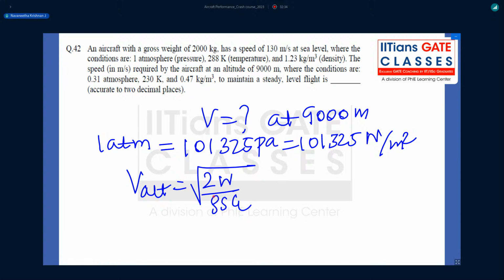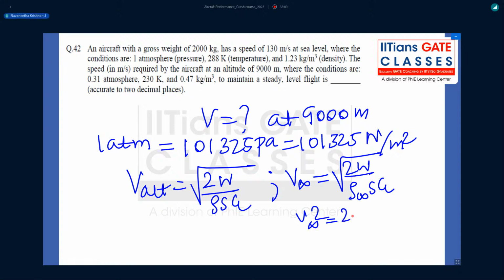We know the density at that altitude. It is directly given. It is 0.47 kilogram per meter cube. We know weight. It is 2000 kg. If I convert into Newton, it is 2000 into 9.81. But we don't know what is the area and CL. In order to find out, they have already given the speed at sea level. Speed at sea level is given by 2W by rho infinity S CL. If I square this term, V infinity square is 2W by rho infinity S CL.